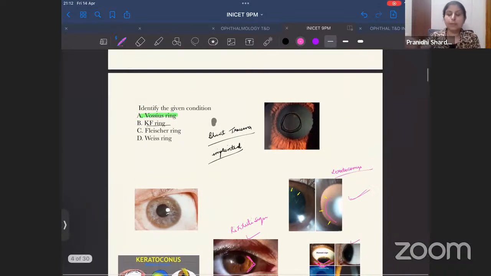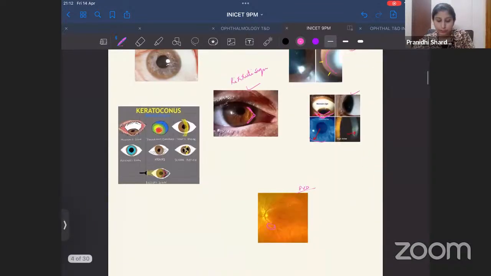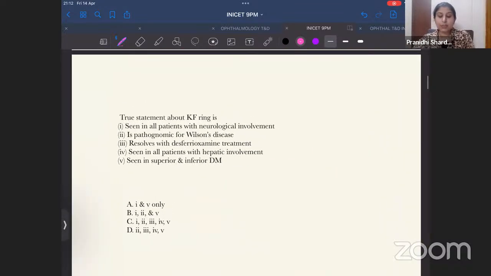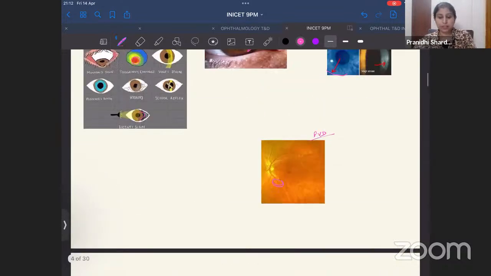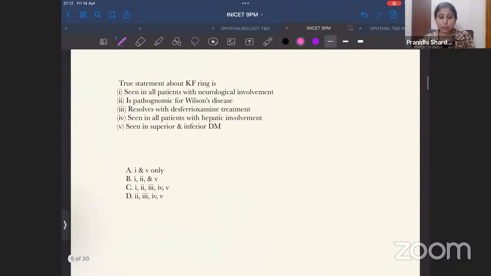So here the answer becomes the Vossius ring. The next question is the true statement about the KF ring. We read about the KF ring here. Now the question about the KF ring has some options, and we have to look at them. One: seen in all patients with neurological involvement. Pathognomonic for Wilson's disease. Resolves with desferrioxamine treatment. Seen in all patients with hepatic involvement. And seen in the superior and inferior Descemet membrane.